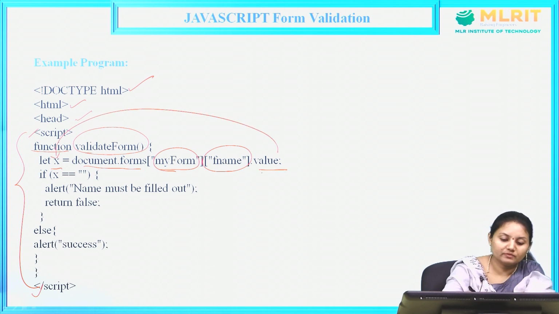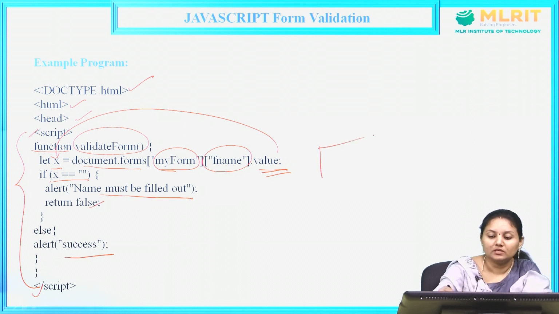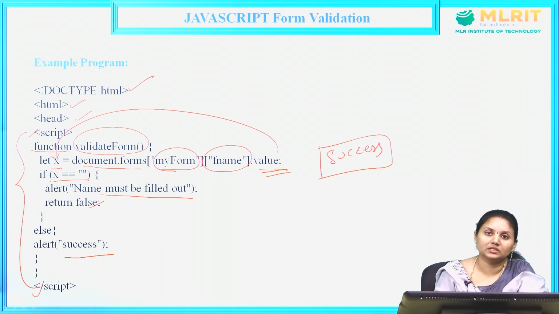So, we are validating whether this value is empty or not. If this x is empty, alert "the name must be filled out" and return false. Else, alert success. What is alert? You will get a pop-up window with some message. Here, you will get success if you are giving a value inside it.